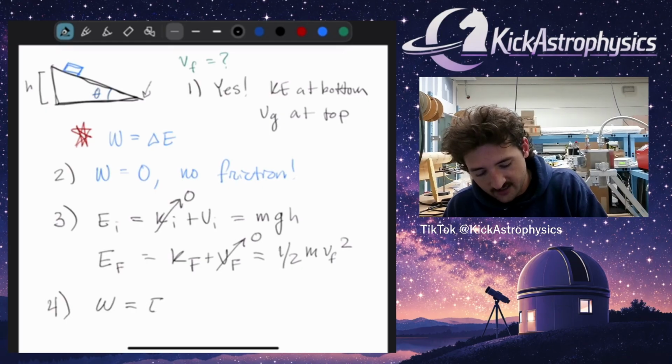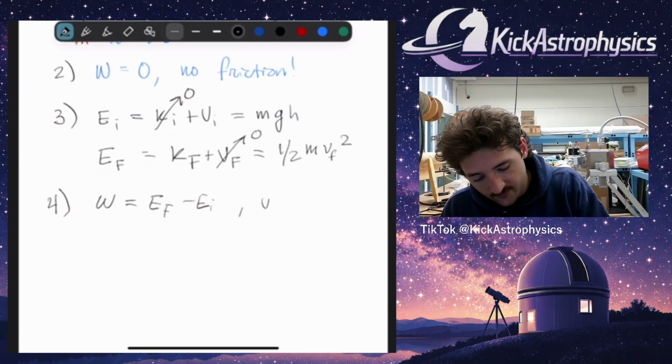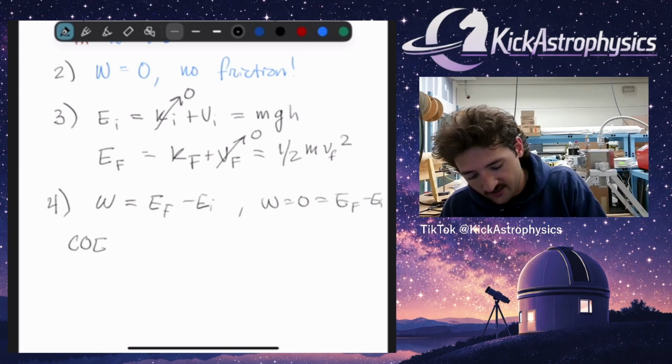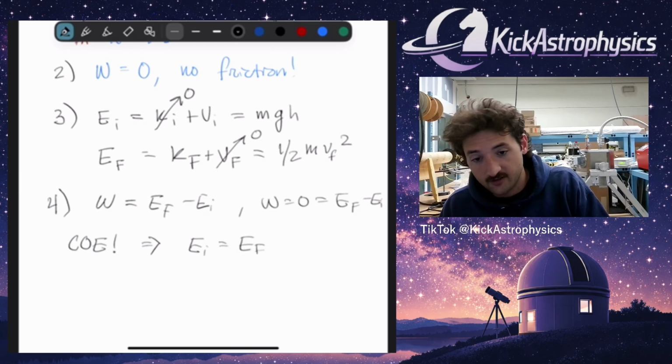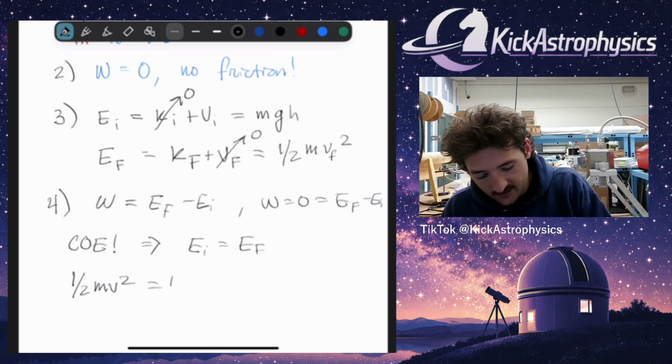Work is equal to EF minus EI, or work is equal to 0, which is equal to EF minus EI. So we can say conservation of energy. And we have, therefore, that EI is equal to EF. And we can keep going. EF we determined was 1/2 mv squared. And EI we determined to be mgh.